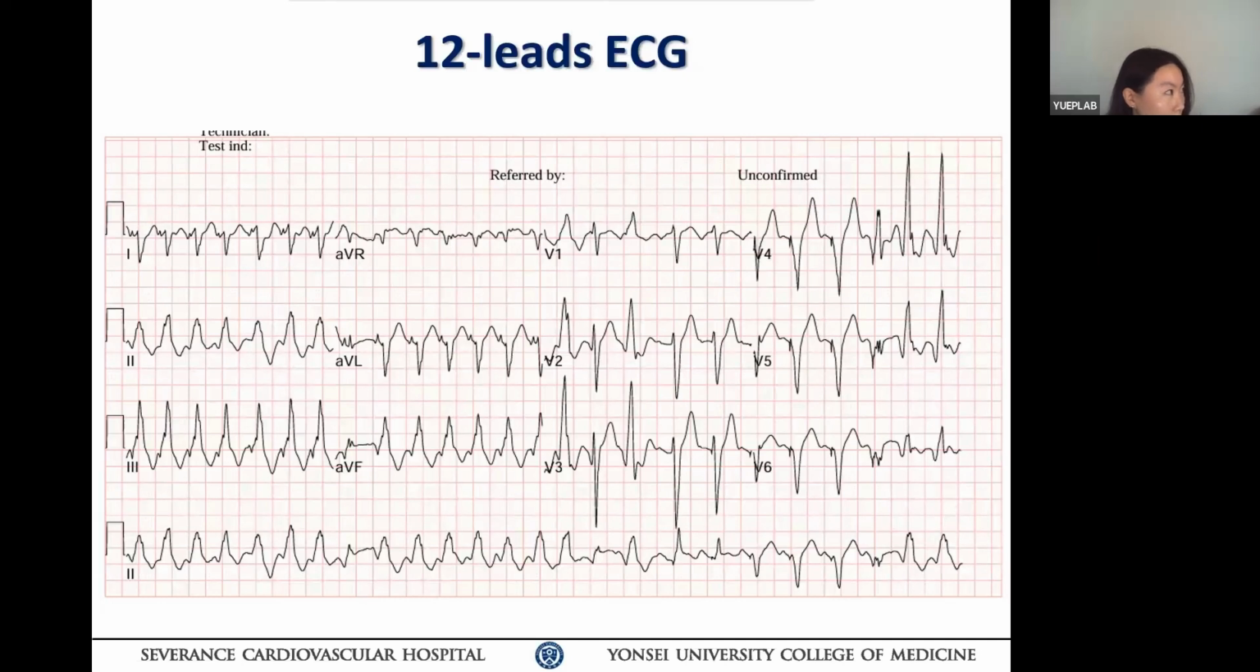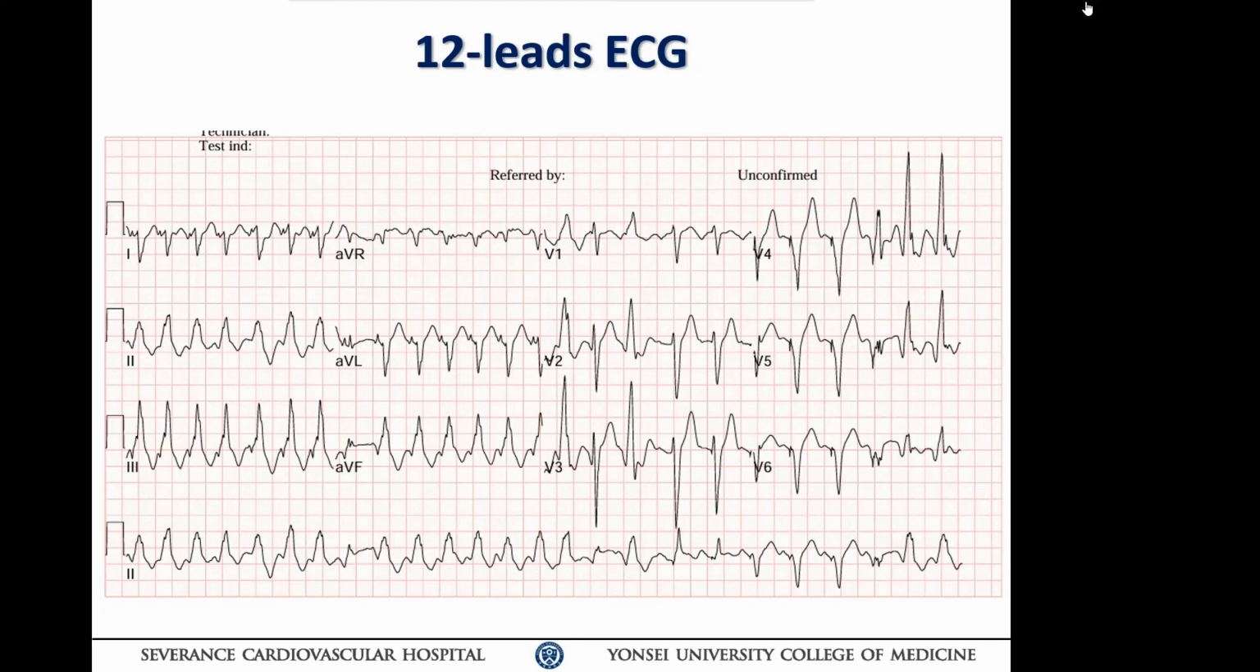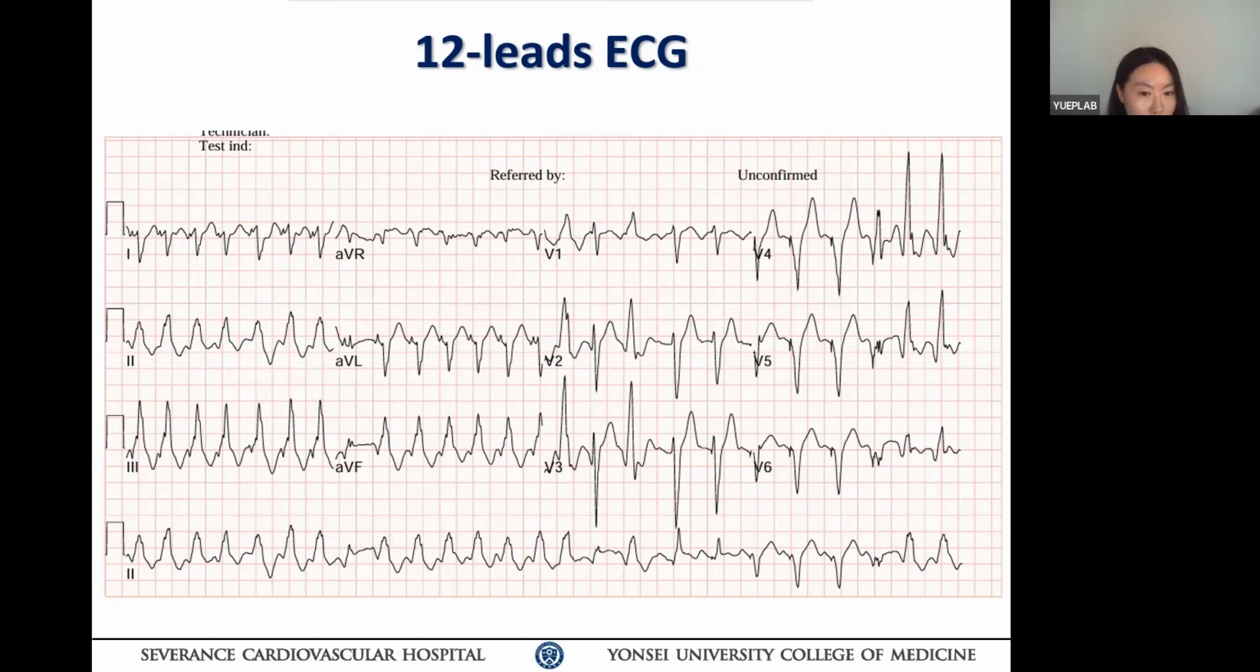Now, the inferior axis, the inferior leads are positive, and I and aVL are negative, so it's likely coming from the left side, left basal. Is it right bundle branch block pattern or left bundle branch block pattern? It's right bundle, but there are fusion beats, so it's changing. No, I think on V1 we can see right bundle.